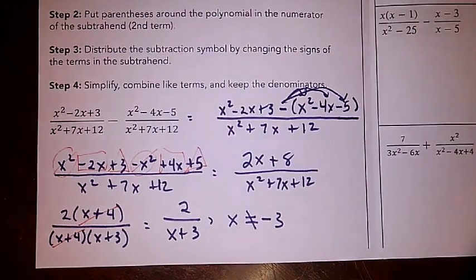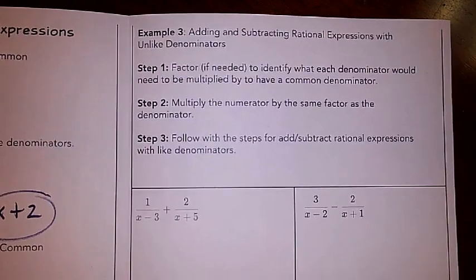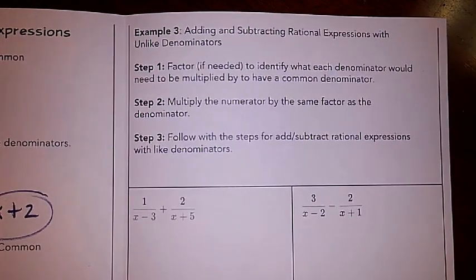For example 3, we're going to be dealing with adding and subtracting rational expressions that have unlike denominators. Our first step is going to be to factor, if we need to, our denominators, because we want to make sure that we have a common denominator, and in these examples we won't. So we're going to have to do some factoring to make sure that we have an understanding of what it is that we need to multiply by to make that denominator a common denominator. We are going to multiply the numerator by the same factor as the denominator. And we're going to follow with the steps for adding and subtracting rational expressions with like denominators to finish off the problem.